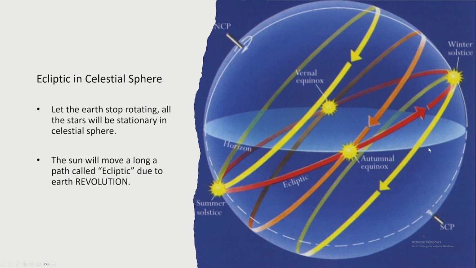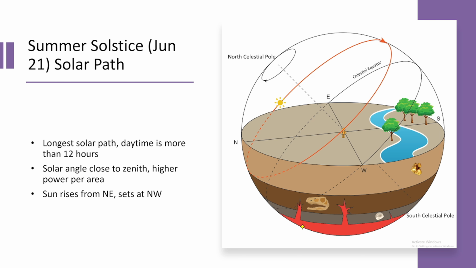Now let's take a close look at solar paths for different seasons. This is the solar path for summer solstice, or around June 21st. You can see that the sun has the longest path, so the daytime is the longest. It's actually more than 12 hours. And this point is at noon, so you can see the sun is closer to the top of you, which is known as zenith. Because the sun is closer to zenith, that means the solar power per area is high. That's why summer is so hot.